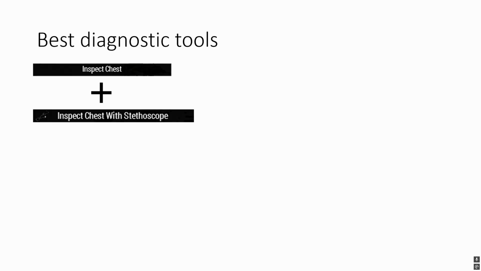Your best diagnostic tool is going to be the inspect chest action, which unfortunately you can only do on unconscious patients, in combination, and that's very important, in combination with the inspect chest with stethoscope action. What that means is that you're going to auscultate. I'm going to show you a picture in a second. And you're going to use the information you get from the inspect chest in combination for your further treatment. Now, obviously, there are other vital signs you can look at, but those are not definitive. That's not going to be your main reason to, for example, perform an NCD.